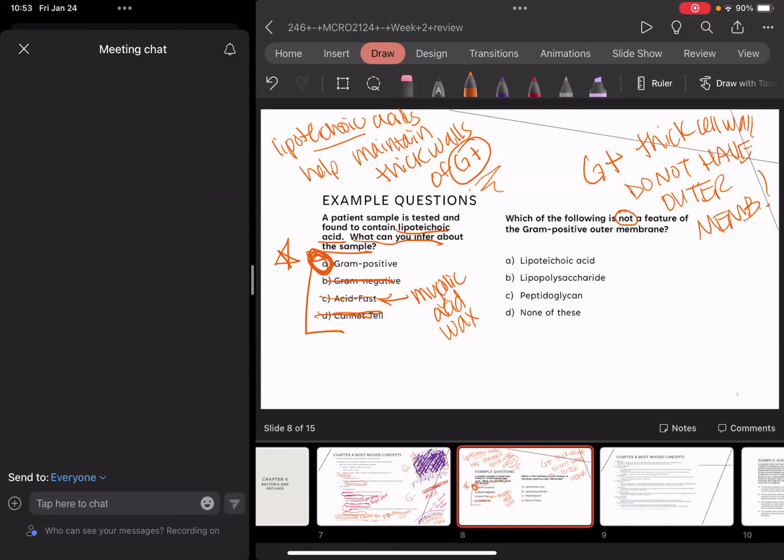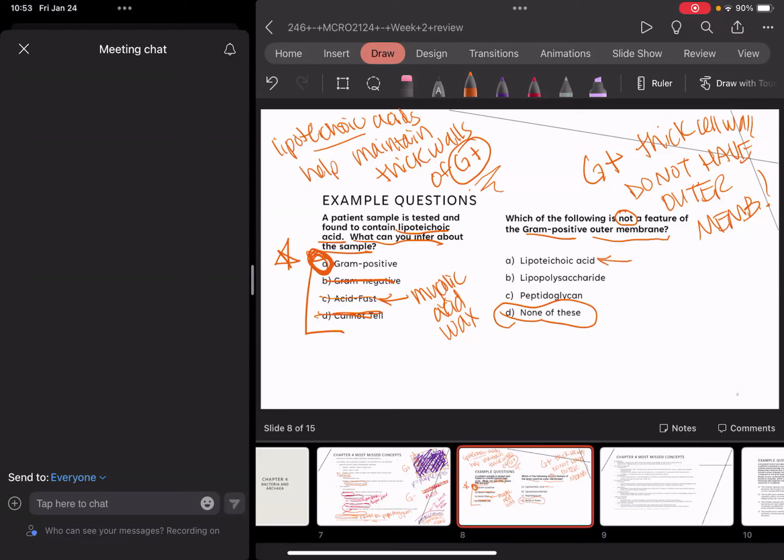Okay. So you should be reading that question and being like, uh-oh, Professor Yost done set us up, but I'm not going to fool you, right? Which of the following is not a feature of the gram positive outer membrane? None of these, because we don't have a gram positive outer membrane.